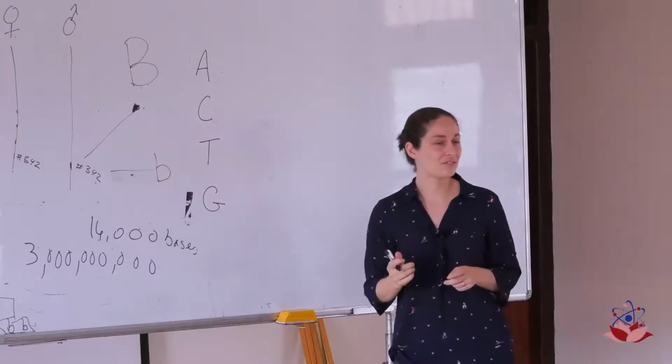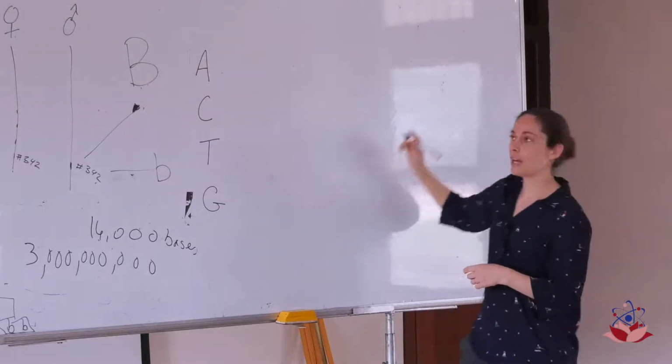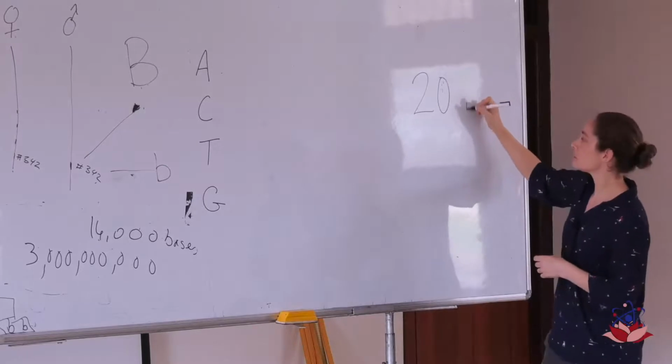The answer is actually very logical. We have four bases to work with, and we have to encode for 20 amino acids.